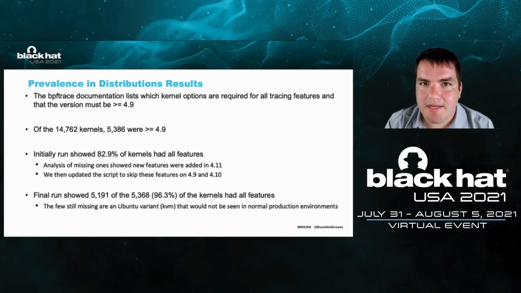So we updated our statistics script with that workaround, and then essentially all kernels, except for this Ubuntu KVM variant that you wouldn't see in production anyway, had all the options needed for the tracing and for eBPF. And so what this showed is that essentially any kernel that you're going to encounter during your investigations will have these features present, which means they can be abused by malware.